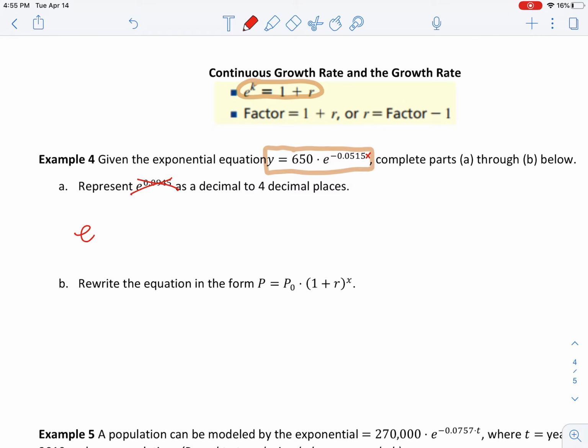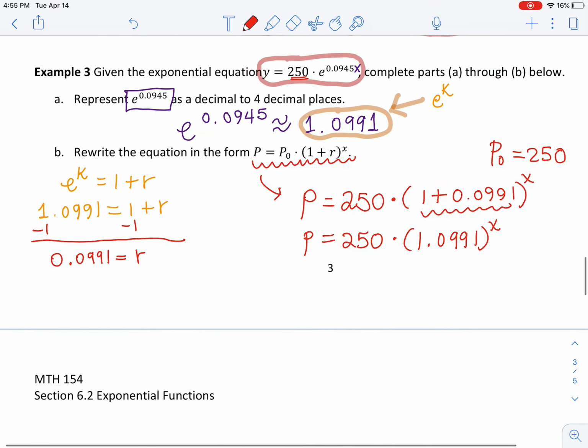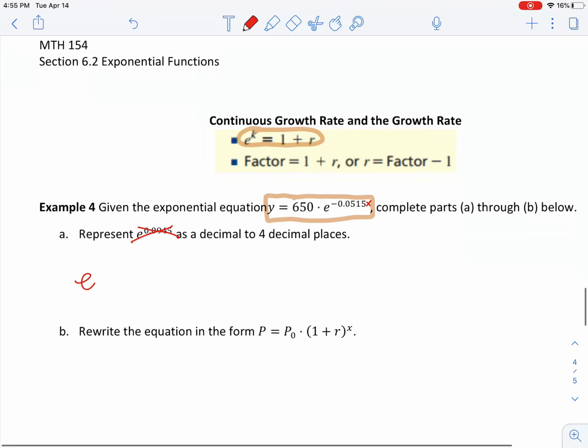I'm sorry, I got so many typos on this note. E raised to the, not that one. You see where that came from? That's from example 1. It looks like I wanted to do another example with you, but just never came back and changed this number. Let's find this number first. E raised to the negative 0.0515.